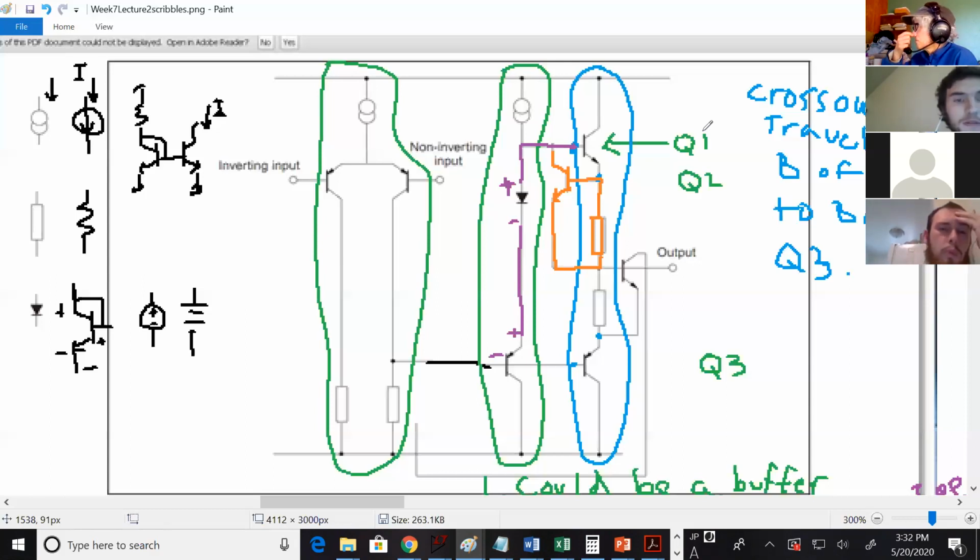So if you've got too much current going through the emitter of the top push-pull, it's going to increase the current going through the orange transistor, through Q2. Will it though directly? It does, but is it directly doing that? Well, because of the voltage across the resistor. There, yeah.